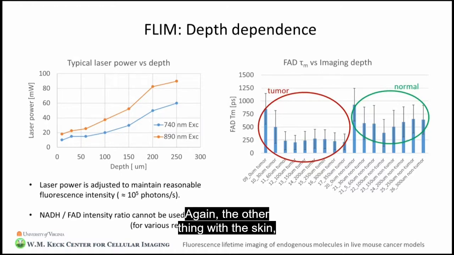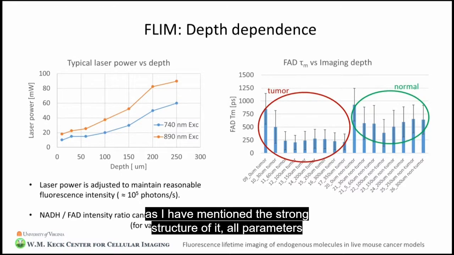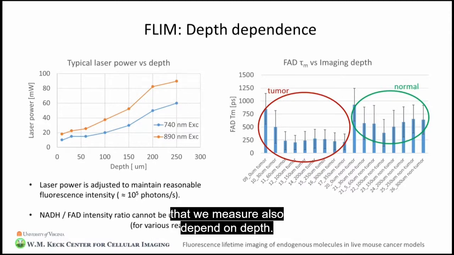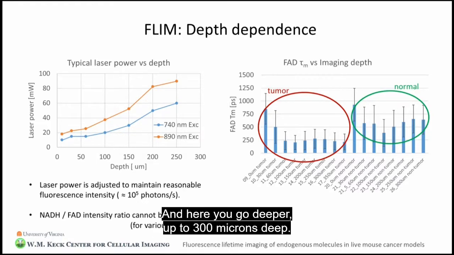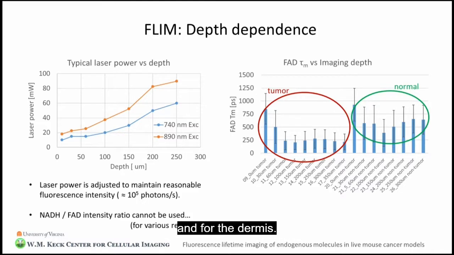Again, the other thing with the skin, as I've mentioned, is the strong structure of it. All parameters that we measure also depend on depth. This is an example of, again, FAD mean lifetime. This is the tumor tissue, this is normal tissue, and this is like the surface, and here you go deeper up to 300 microns deep. So you can see that all the lifetime parameters are very different for the epidermis and for the dermis, and there is strong depth dependence.